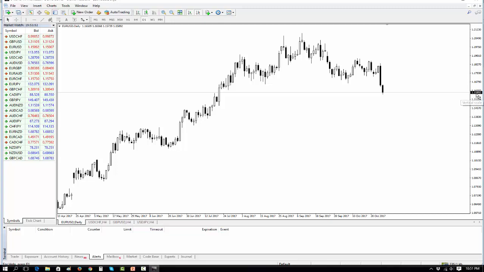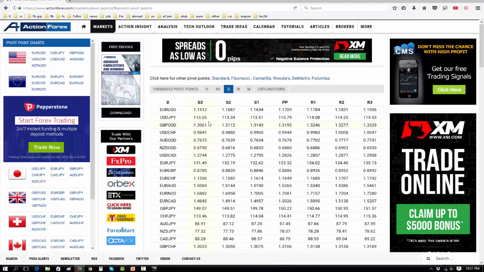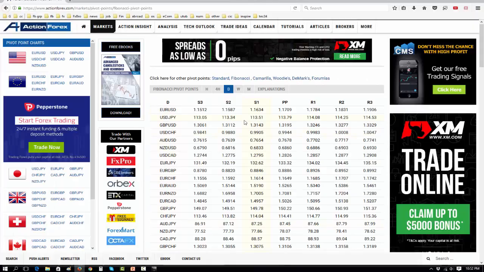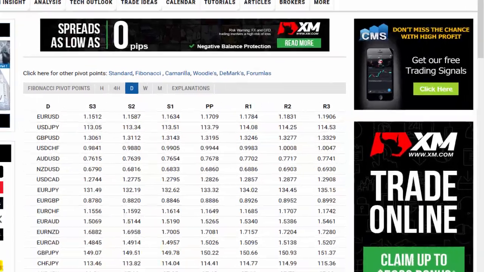So now the market is 1.1589, so you are seeing the market now at the support 2 level. Here is the support 2, and if it breaks the support level 1.1587, then it is mostly possible to go down to 1.1512.